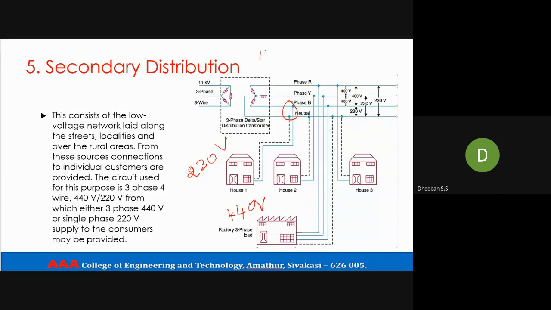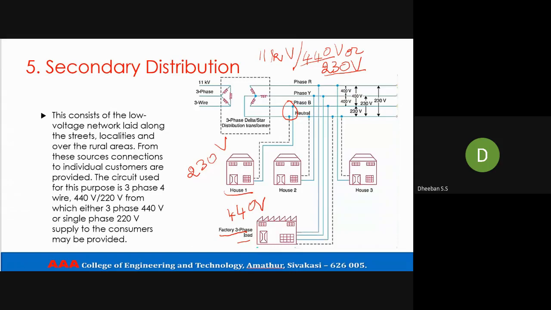Okay, this 11 kV will be stepped down to either 440 volt or 230 volt based upon the application, whether it is used for the house or for the factory or industries. For the industries, they will make use of 440 volt, and for the household or domestic purpose, they will make use of the 230 volt supply. So based upon that, they will be stepping down the voltage.